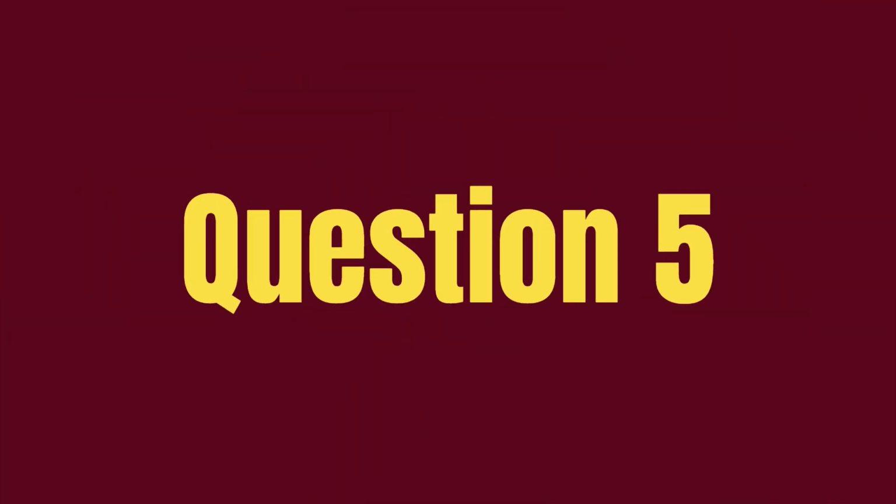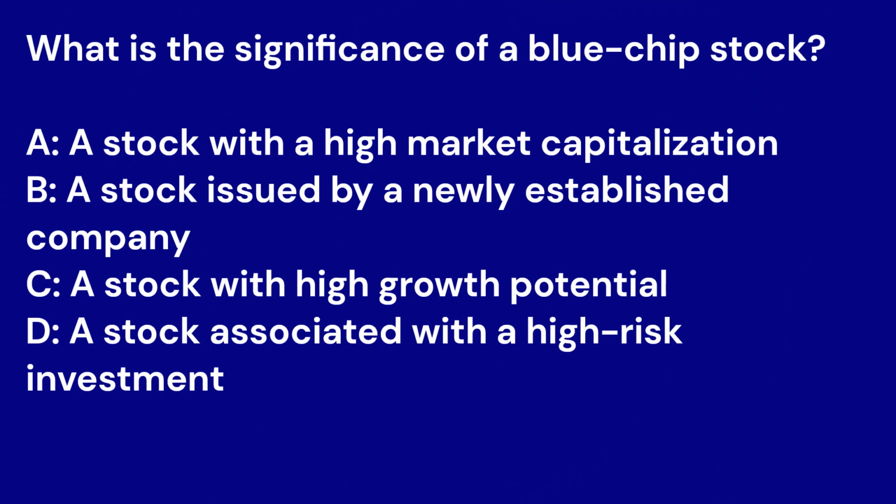Next up, question number 5. What is the significance of a blue chip stock? Option A. A stock with a high market capitalization. Option B. A stock issued by a newly established company. Option C. A stock with high growth potential. Option D. A stock associated with a high-risk investment.